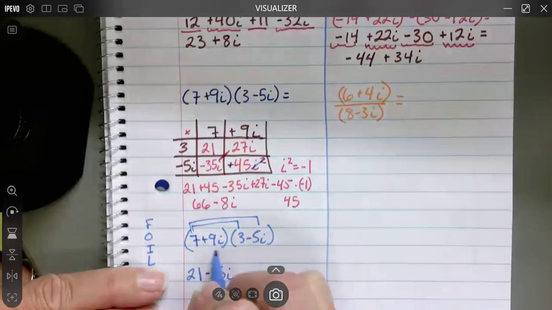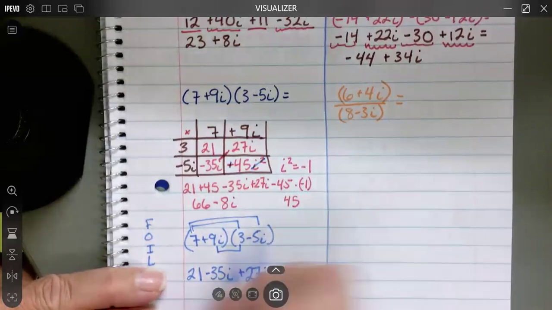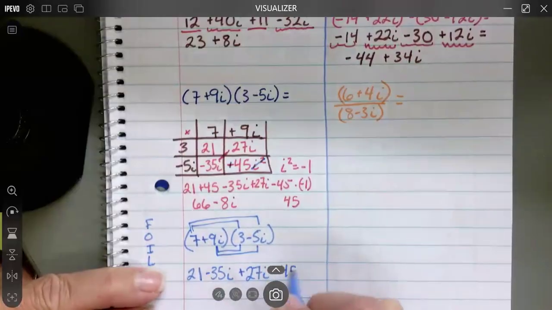Now I'm going to do my inner terms. Notice again, I write the rainbow or the connection, and then I do the math. 9i times 3 is plus 27i. And then we've got 9i times negative 5i. It's going to give us negative 45i squared.